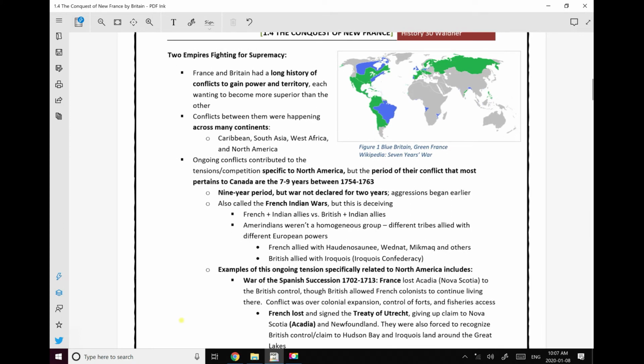So we know, and you know from other classes that you have, France and Britain were two major rivals, a lot of history between the two. This particular war, when we talk about the 7 Years' War, it wasn't just a North American war. We're focusing on the North American part. But it was a war from the Caribbean, so down in here, in South Asia, in West Africa, also in Europe. It doesn't mention Europe, but it's also up in there.